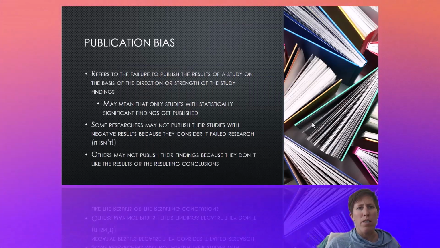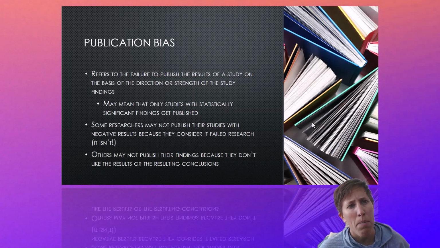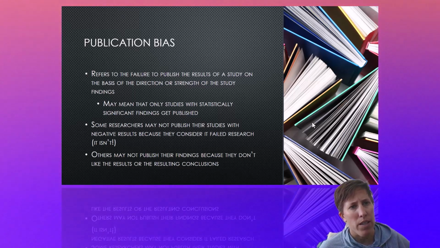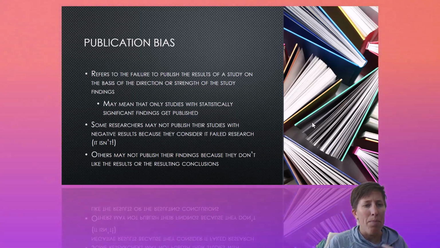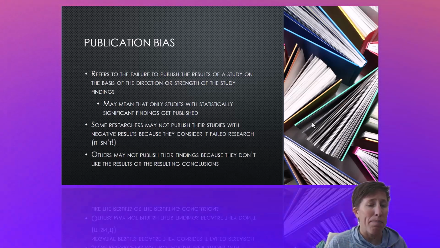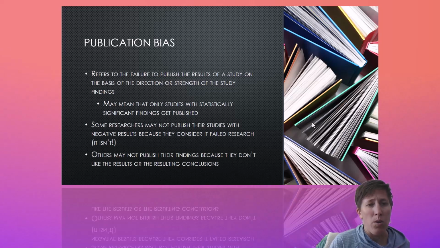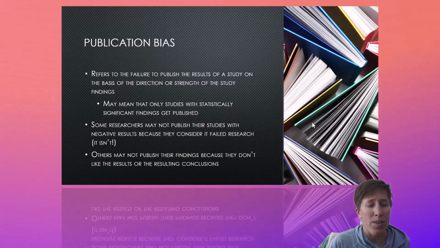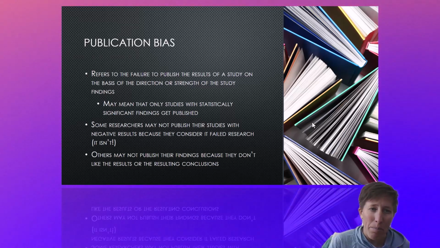Next is publication bias. Publication bias refers to the failure to publish the results of a study on the basis of the direction or strength of the study. So essentially, I'm not going to publish this because I don't like the results, or the results aren't what I expected, or the results may harm the future of my company.